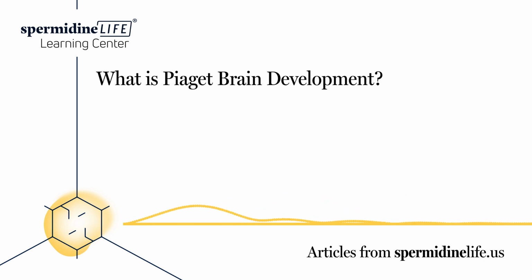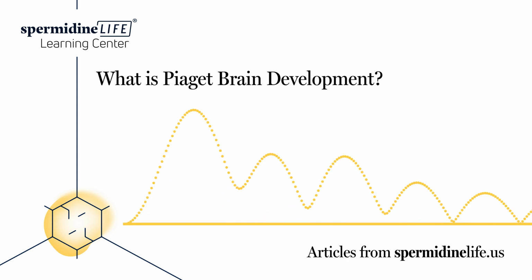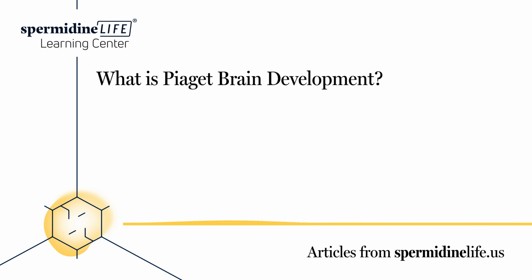The concrete operational stage. This is the third stage of Piaget's brain development, and it occurs in children between the ages of 7 and 11 years. During this stage, children become much more adept at using logic. Children will begin to develop a better understanding of other people's point of view, losing that sense of egocentrism that is prevalent in young children.